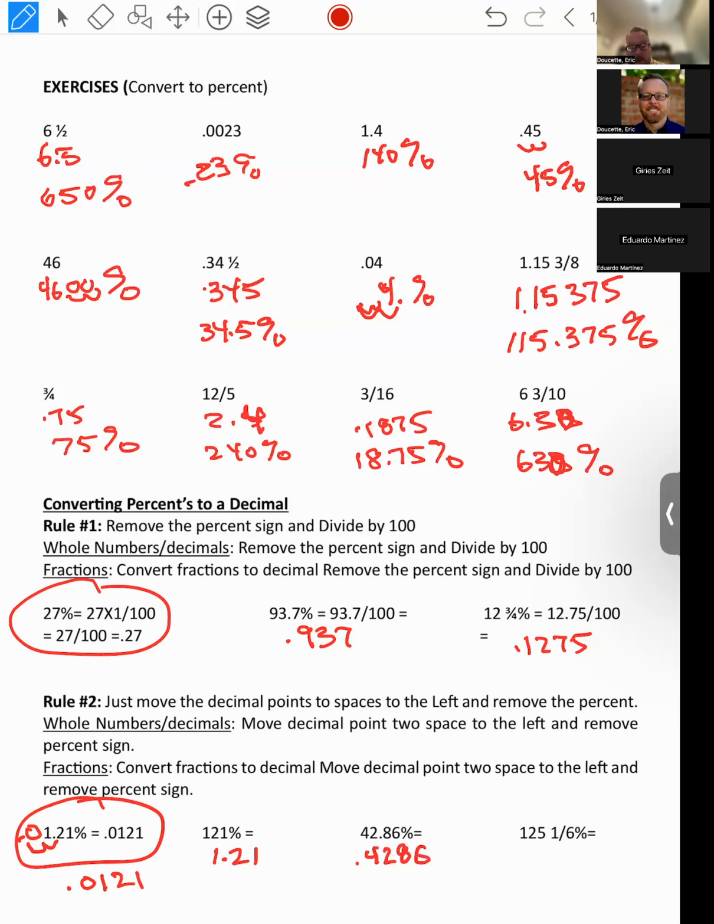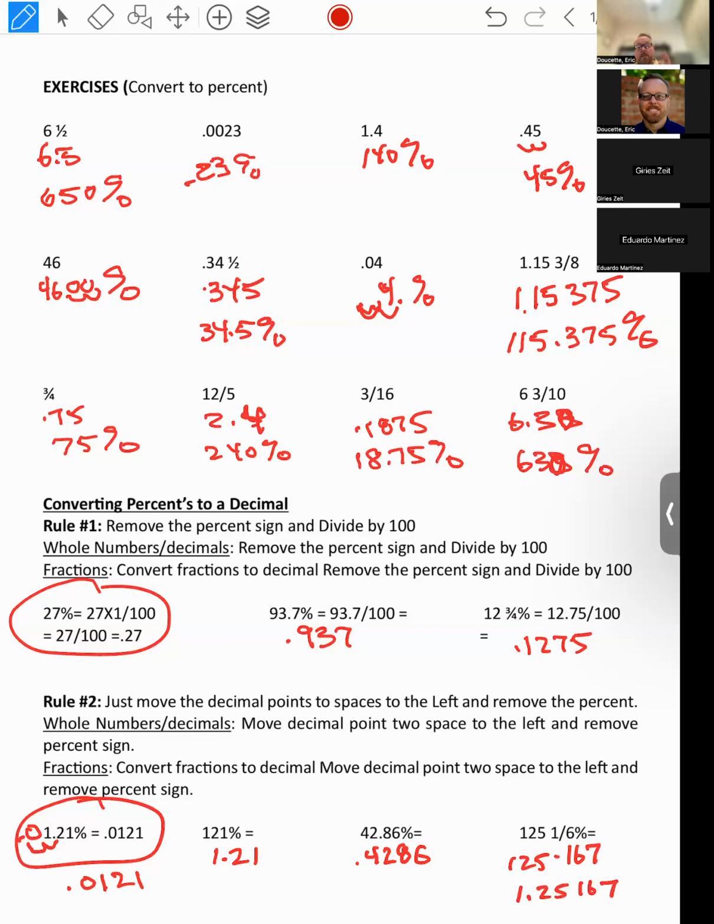I move the decimal point 2 spaces to the left, or 1.25 and 16/100. 16 is the equivalent of 0.167. So in this case, it would be 125.167. Then I would move it 2 spaces to the right. So my answer would be 1.25167.